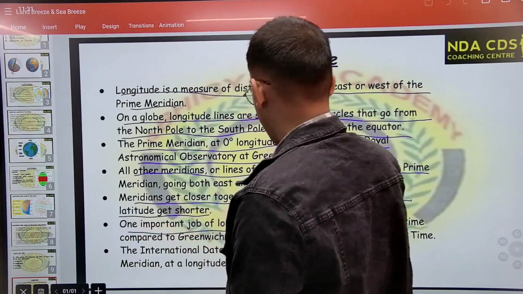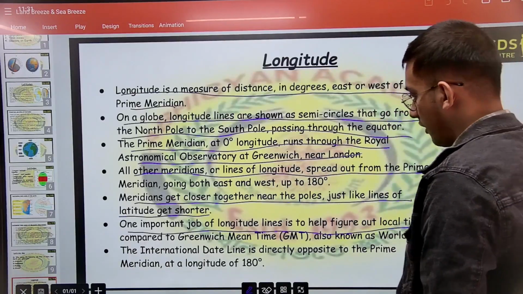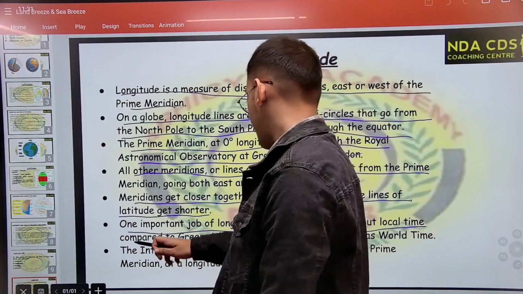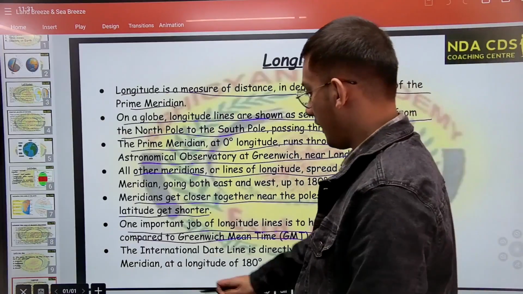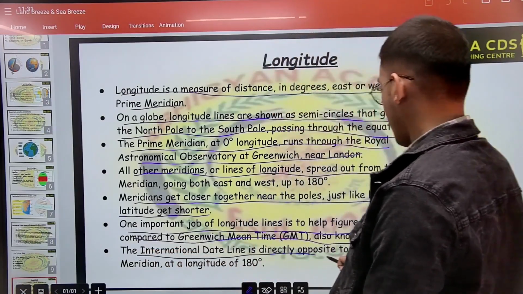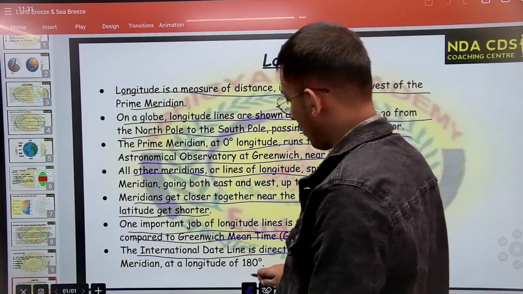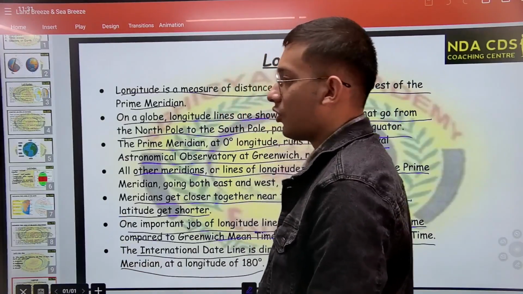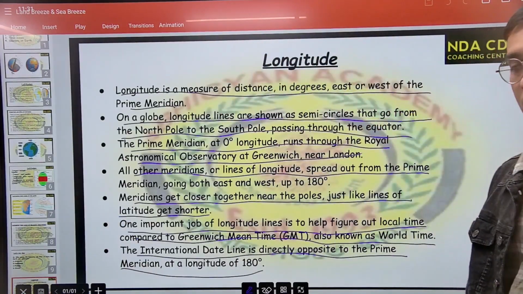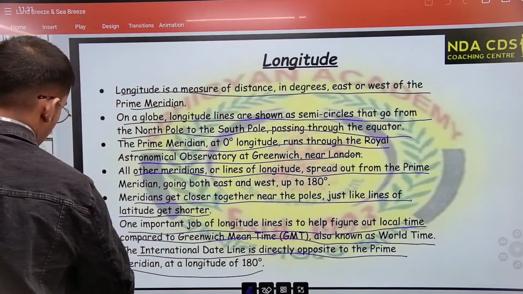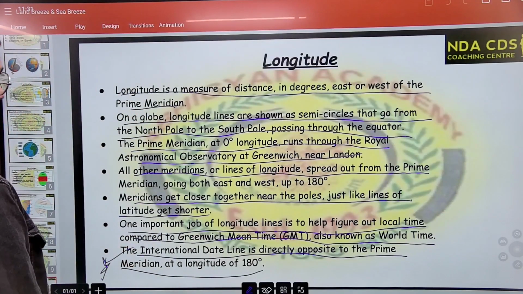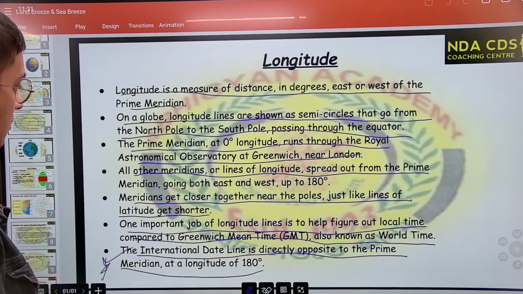One important job of longitude lines is to help figure out local time compared to Greenwich Mean Time, also known as world time. The International Date Line is directly opposite to the prime meridian at a longitude of 180 degrees. So these are very important points of longitude. Firstly, we have to know this one, and this is very important: the International Date Line is at 180 degrees, opposite to GMT.